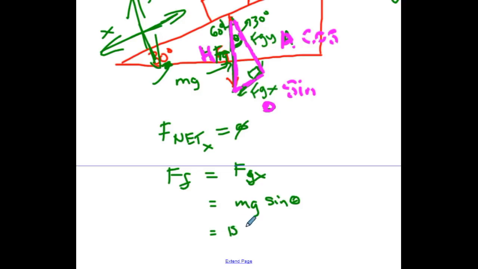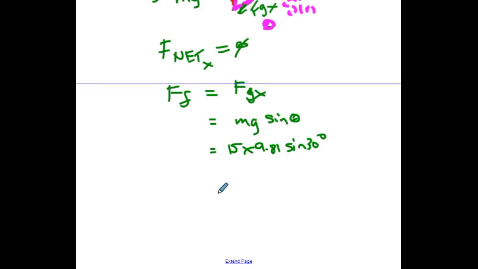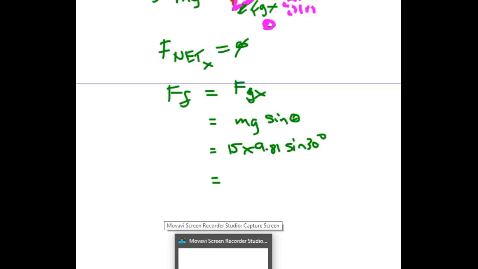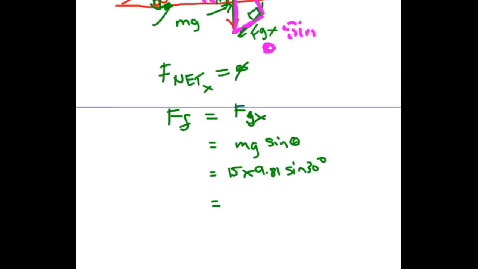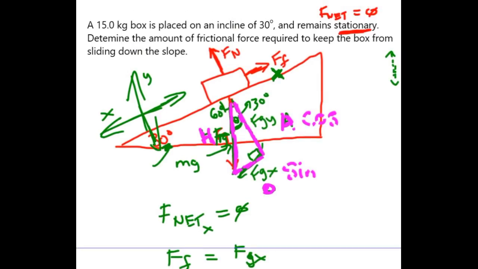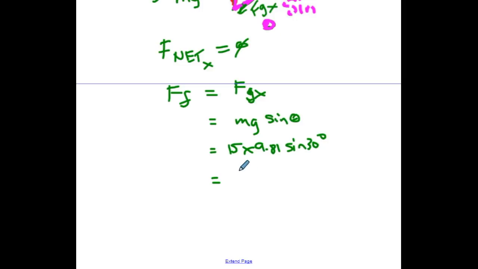It's going to be 15 times 9.81 times the sine of 30. That will be how much friction is needed to make this box be at rest. So it'll be 15 times 9.81 times the sine of 30. And so the final amount of force I have, with 2 sig digs, is going to be 74 newtons.